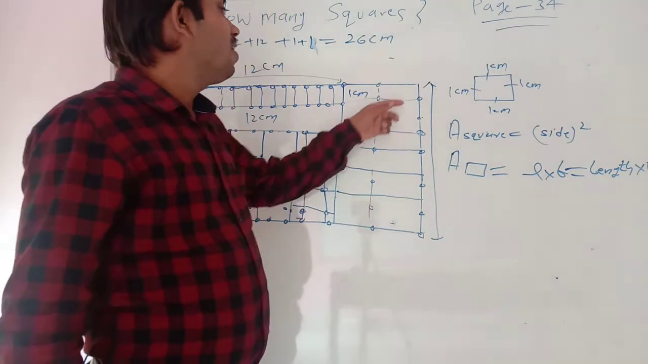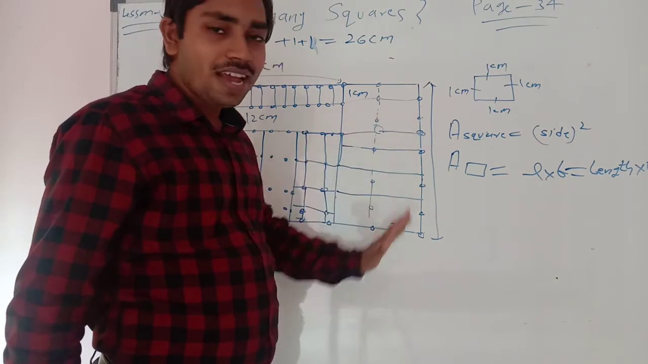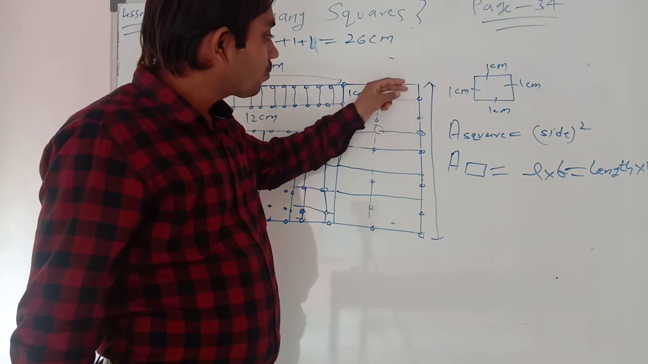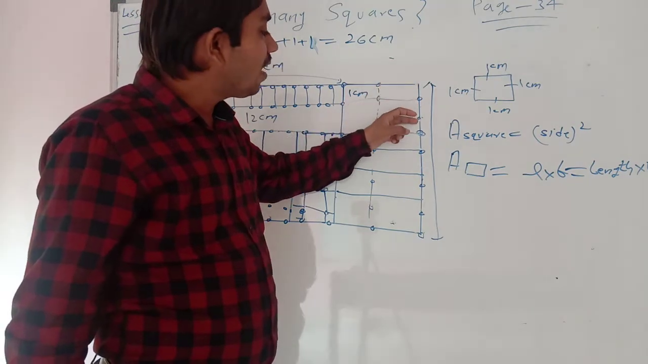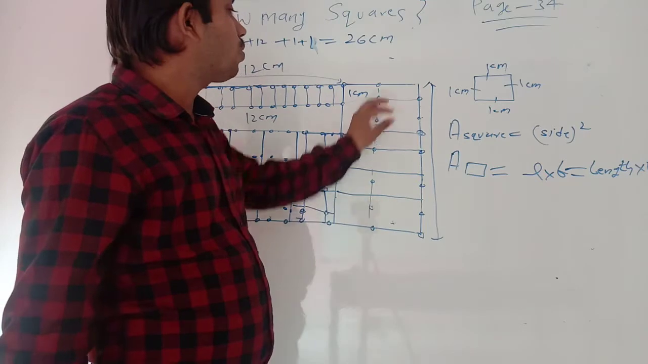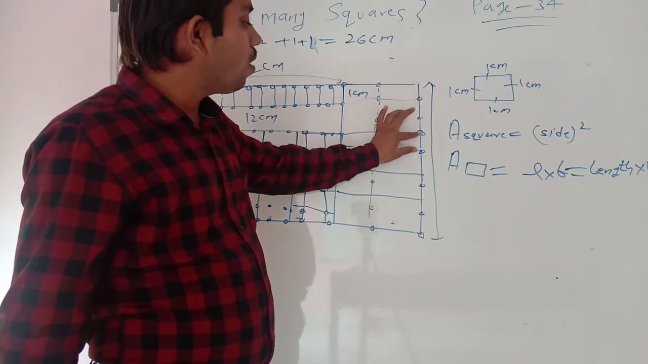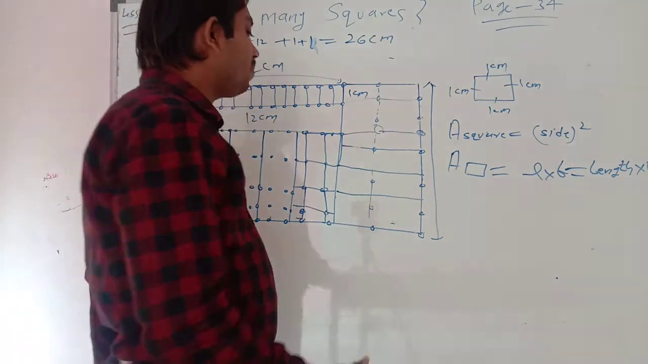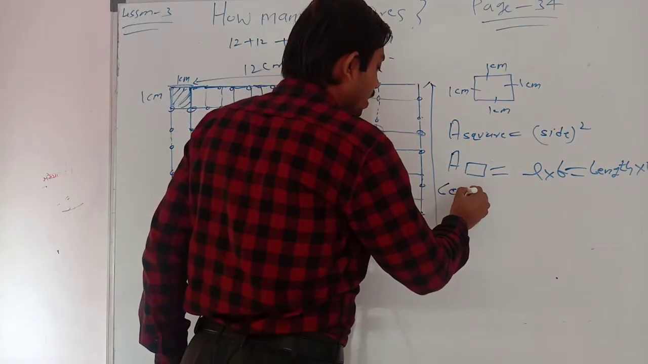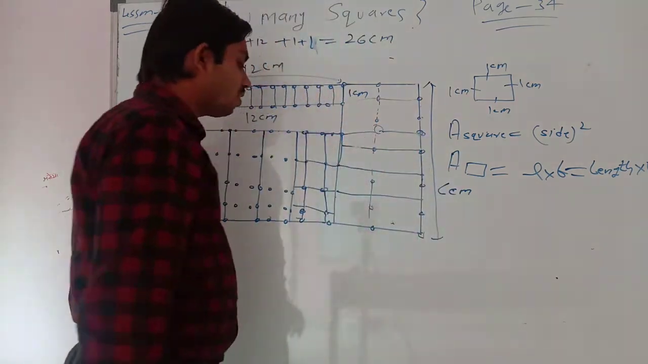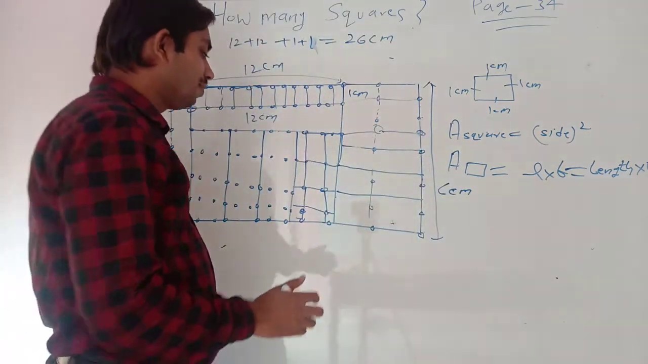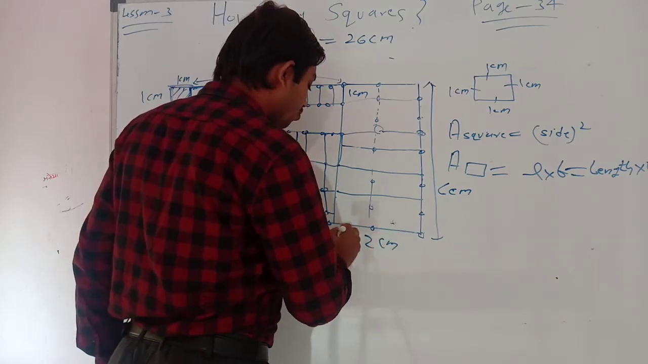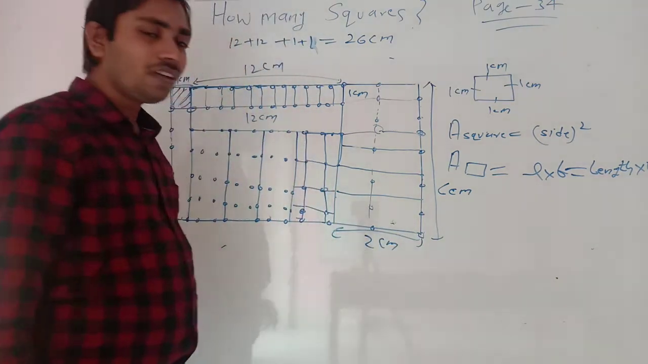Why? Because there are 6 squares on this side, and therefore the total length will become 1 plus 1 plus 1 plus 1 plus 1 plus 1, 6 times. It is coming out as 6 centimeter. I mean, my dear student, the length of this rectangle will be 6 centimeter. And what will be the breadth now? 1 plus 1 becomes 2 centimeter. I mean, my dear student, the breadth for this rectangle is 2 centimeter.